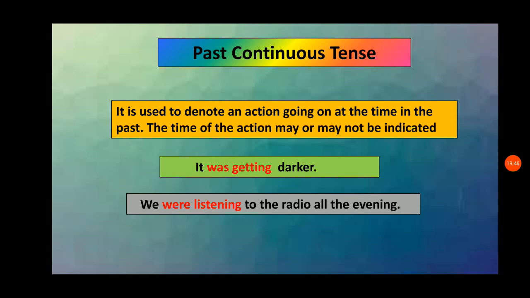We were listening to the radio all the evening. So all the evening can be in the past, in the early ages also we can take it. All the evening means the whole evening, from evening 4 to night, till going to bed. So we were listening to the radio all the evening. That was also a continuous action happening in the past, and it was completed at a particular time.